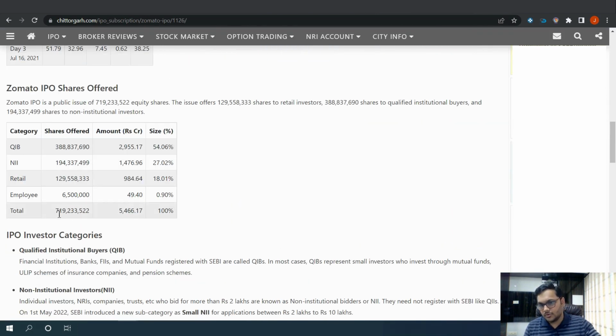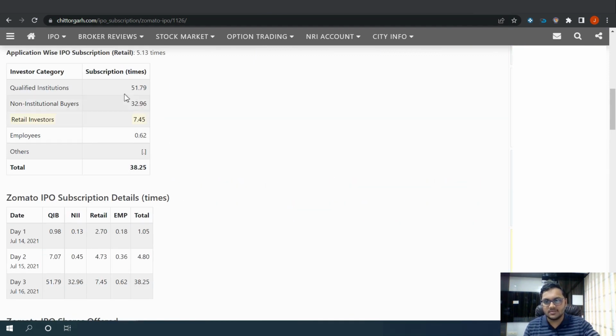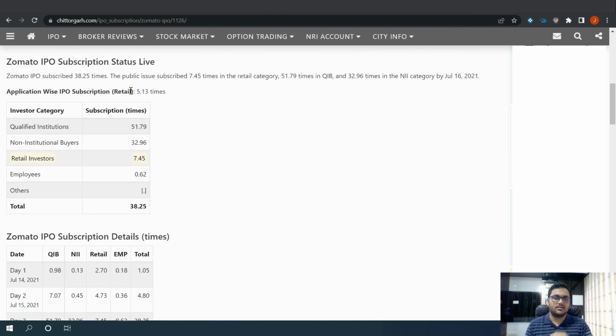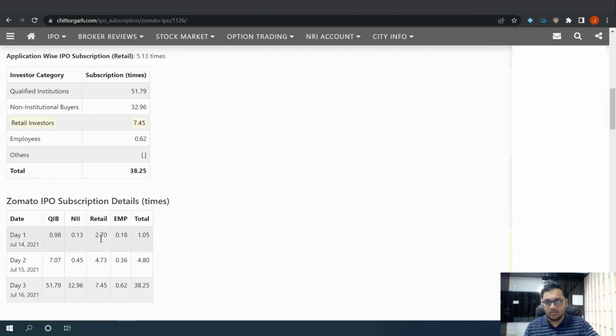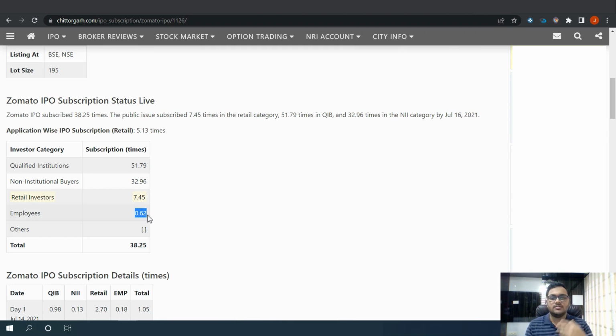Okay, so similarly you can see for different categories how many times it has been subscribed. So we have two words, undersubscribed and oversubscribed. Oversubscribed means the company was offering X, but the demand for the share was more than X. So here you can see almost 52 times it was subscribed, right? Here you can see 33 times, here you can see 0.62 times. So for the employees, the company had offered these many number of shares, but the demand was only 62% of that, right?